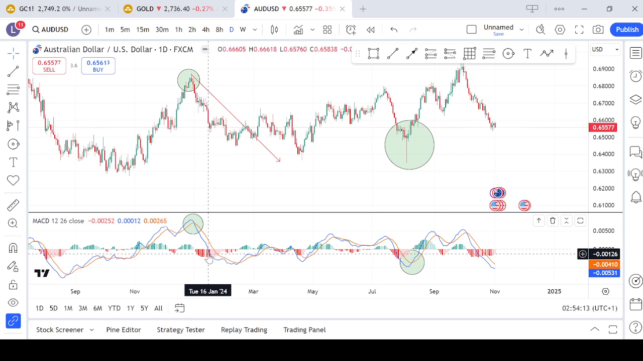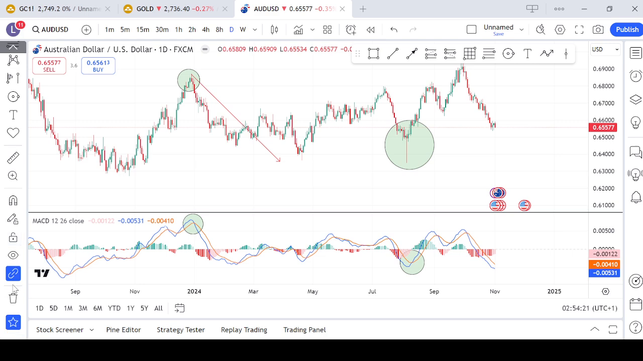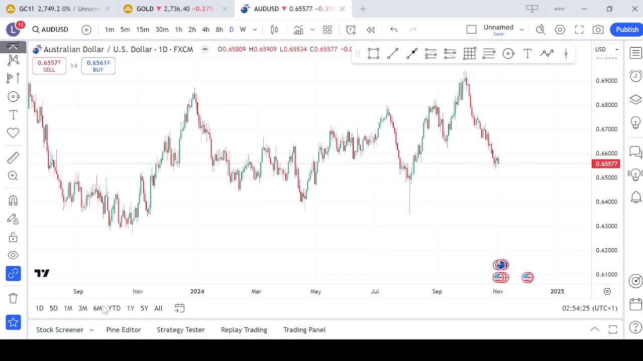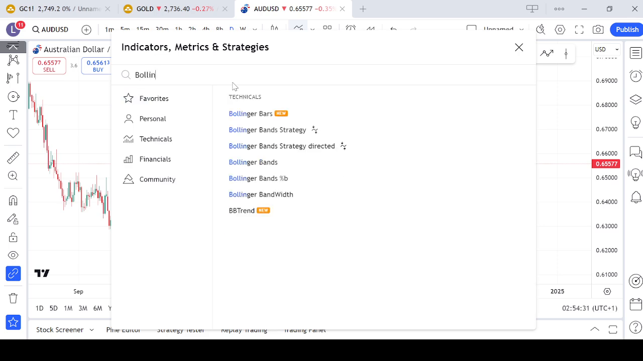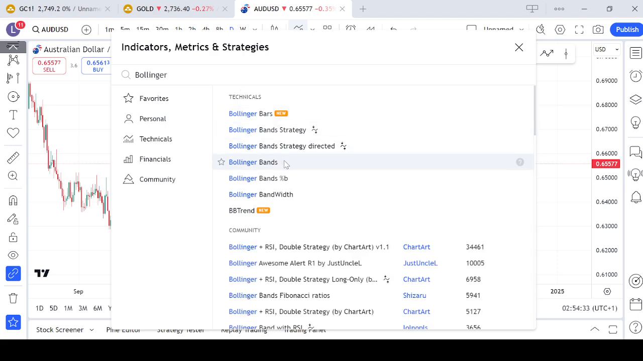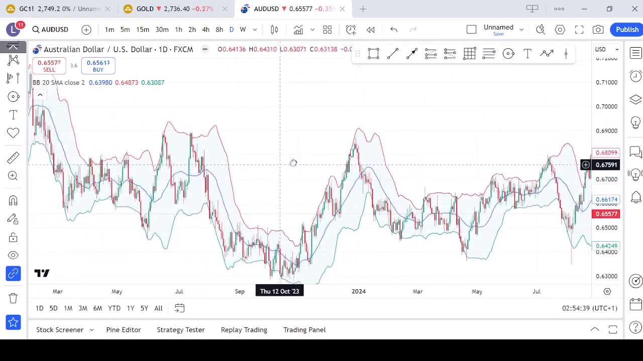So the next on my list is the Bollinger Band, and that's the final technical indicator we will discuss for this video. I'm just going to delete this and let's put the Bollinger Bands on our chart. See, Bollinger Bands right there. So this is the Bollinger Bands.